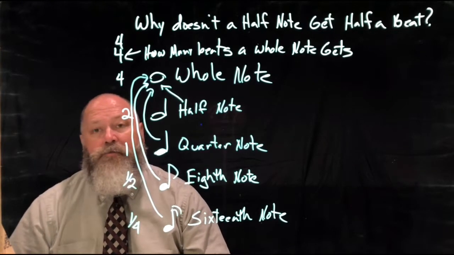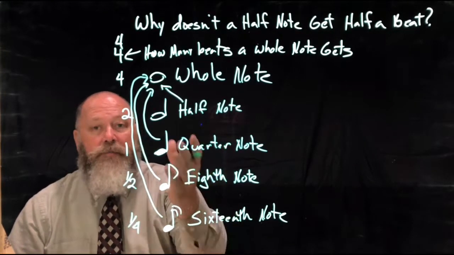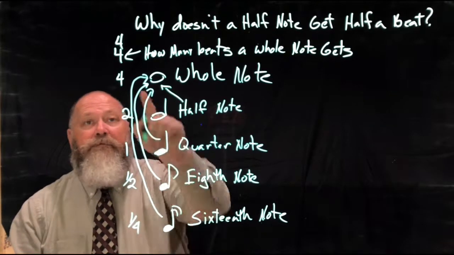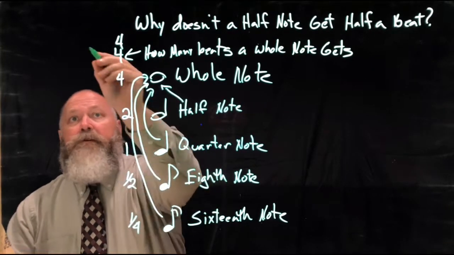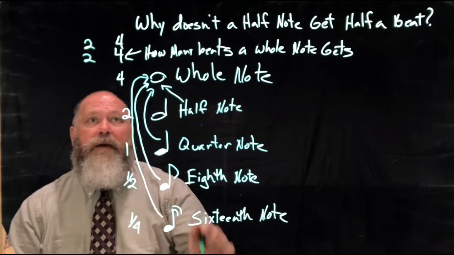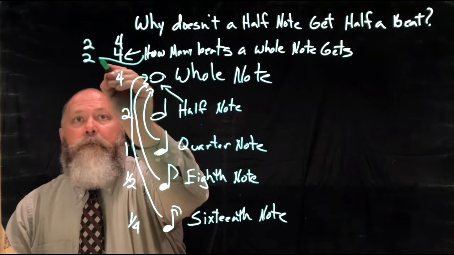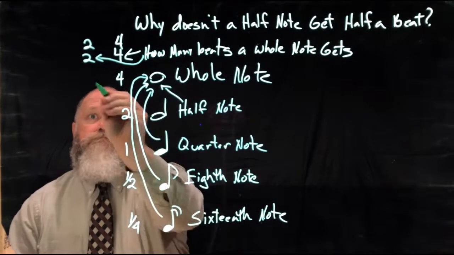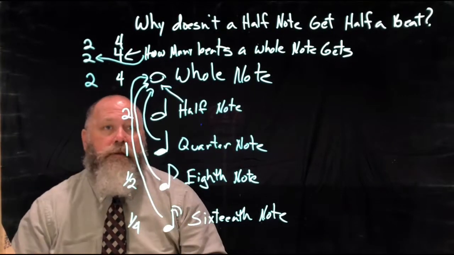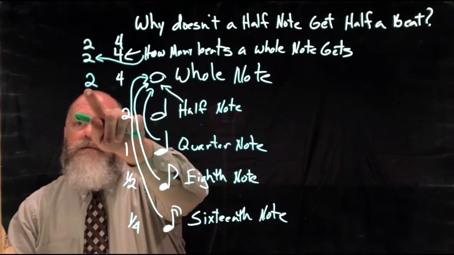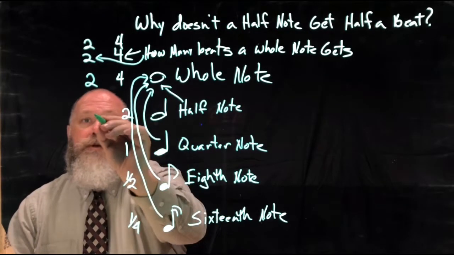Now, here's where this is really important, because a whole note doesn't always get 4 beats. If we have a different time signature, for instance, a time signature of 2/2, then that means a whole note gets 2 beats. So our half note now gets half of that. So half of 2 is 1 beat.